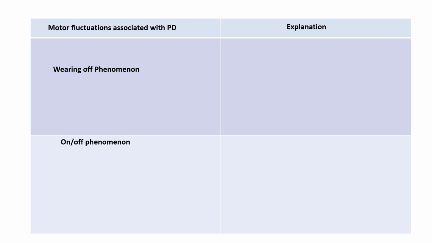Now, there are many motor fluctuations associated with Parkinson's disease, and it is worth mentioning two. They are the wearing off phenomenon and the on-off phenomenon.